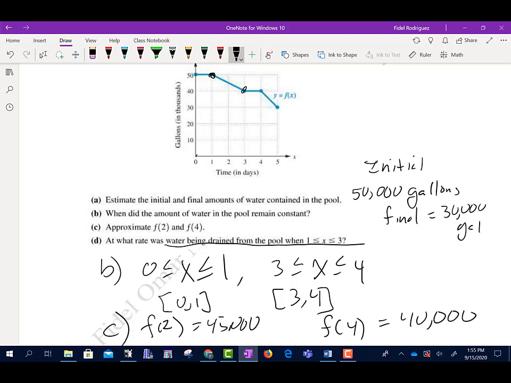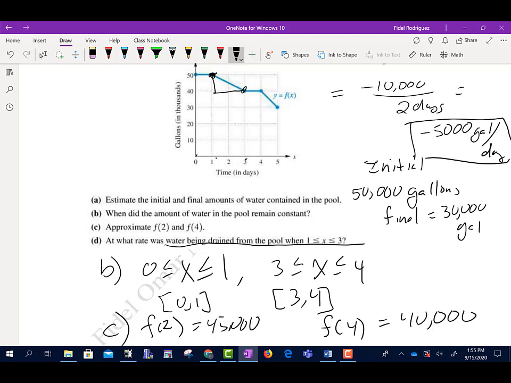Okay, so yes, we can. Think about it this way. How much did it go down by? It went down by 10,000, right? Over a period of how many days? From 1 to 3, wouldn't that be 2 days? So wouldn't that be that we're losing 5,000 gallons per day? And this would be my part D. And that right there, guys, was 2.6.